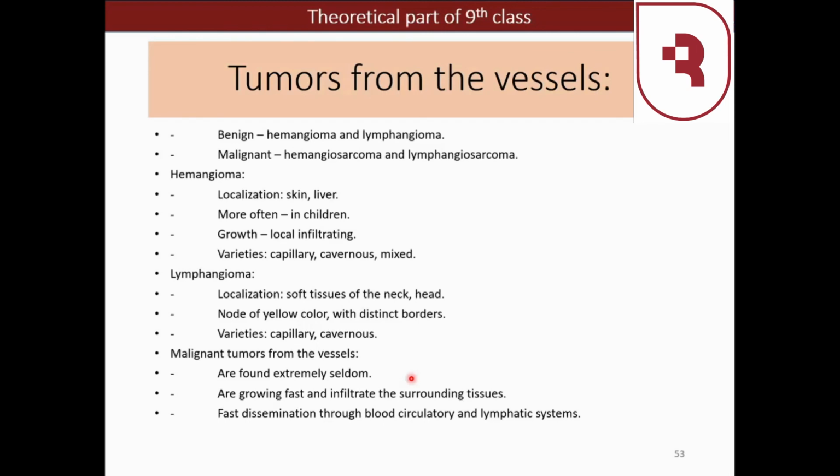The typical macroscopic view is a formation of a node with yellow color and distinct borders. It may be capillary and cavernous again. Malignant tumors from vessels are found extremely seldom, so it is a rare condition, growing fast and infiltrating surrounding tissues. They spread fast through the blood circulatory system and lymphatic system.